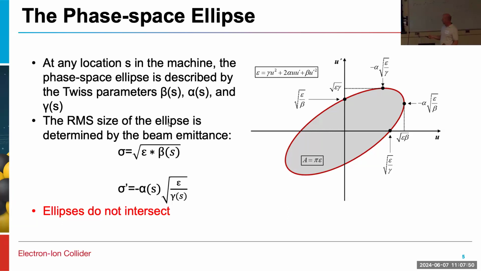What's important also later when I talk about the interaction region is that these ellipses do not intersect. So if you have an ellipse of a smaller emittance epsilon, it's just the same shape and sits inside, or if it's a larger epsilon, it's outside. They don't intersect, they have the same shape at every location. And that is important when it comes to detecting particles with Roman pots.